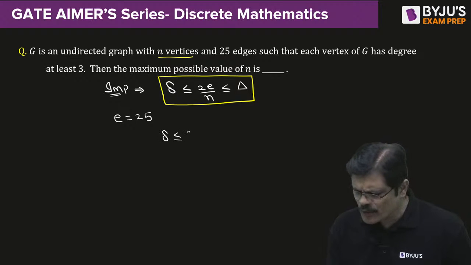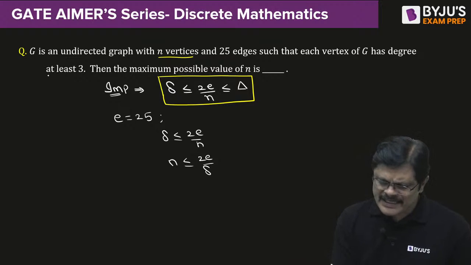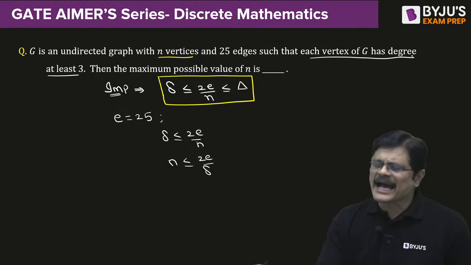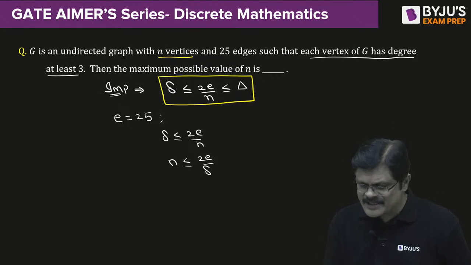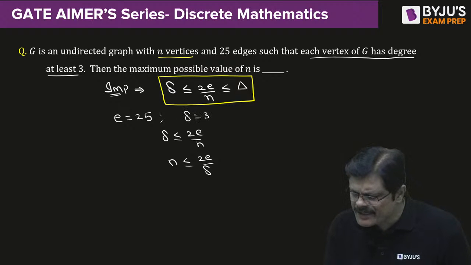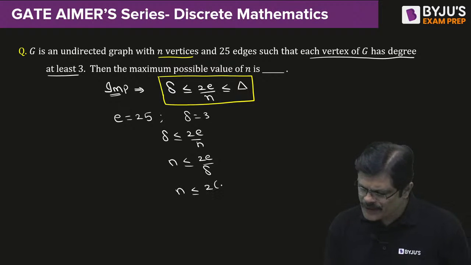So here, what do you have? Delta is less than or equal to 2e by n. He is asking about n. So n should be less than or equal to 2e by delta. And what is the minimum degree? He says each vertex has degree at least 3. That is, the minimum degree is 3, my dear friends. So using this you get n less than or equal to 2 into 25 divided by 3.